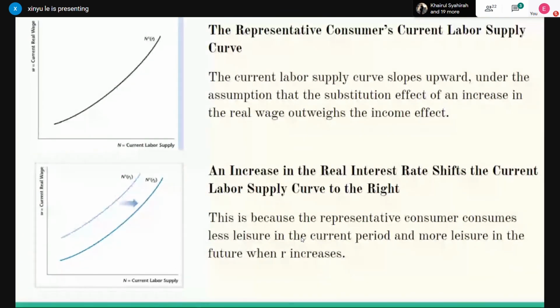The model shows the representative consumer's current labor supply curve, which is sloped upward. And the second is that an increase in the real interest rate shifts the current labor supply curve to the right. This is because the representative consumer consumes less leisure in the current period and more leisure in the future when the interest rate increases. Next.